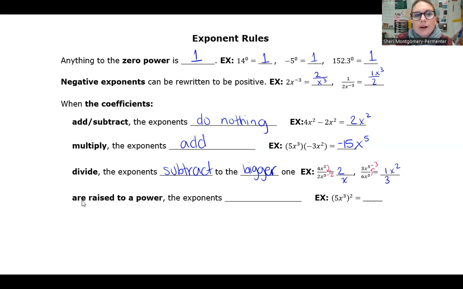So the last part, when you have coefficients that are raised to a power. So this one, the 5 is raised to the power of 2. The exponents are going to multiply. So this exponent distributes into both pieces. So I end up with 5 squared, and then the exponents multiply. So it's 3 times 2, or to the 6th power, which is the same thing as 25x to the 6th power.